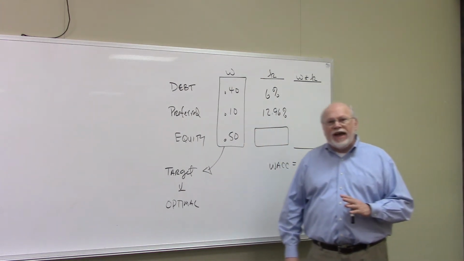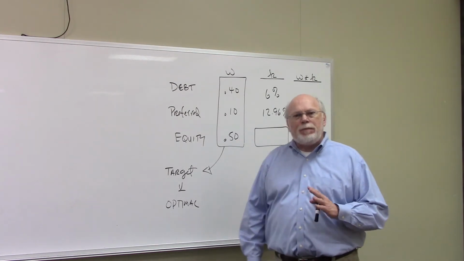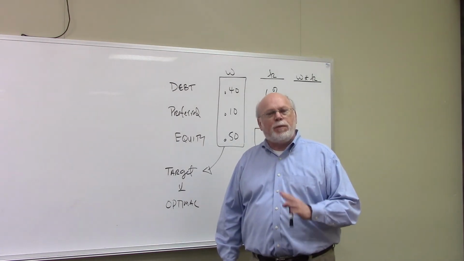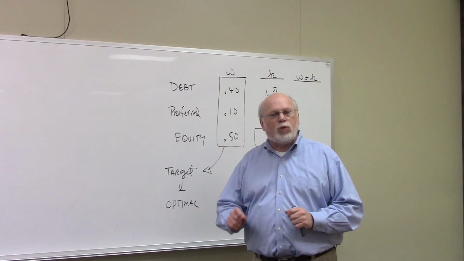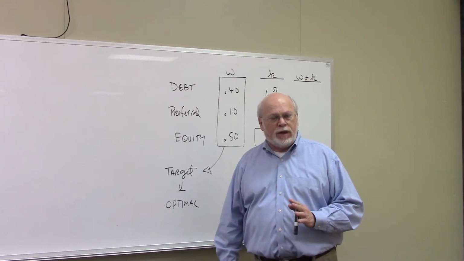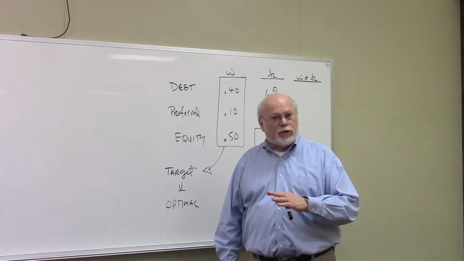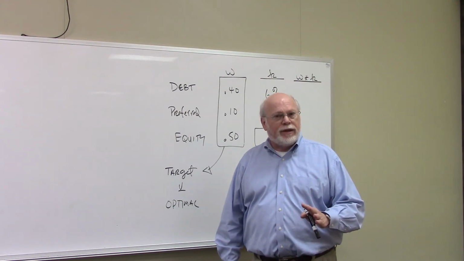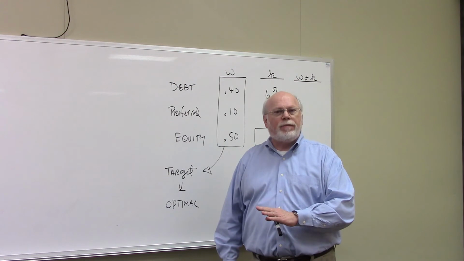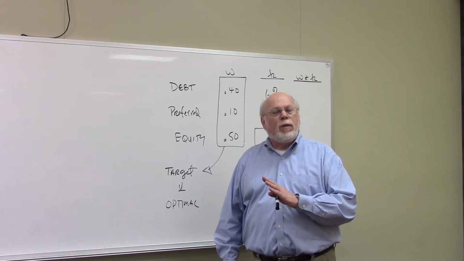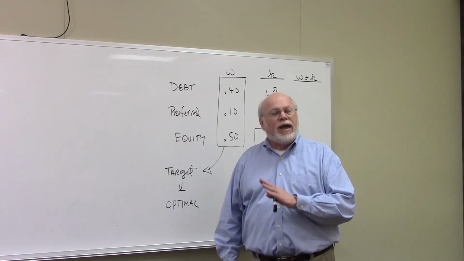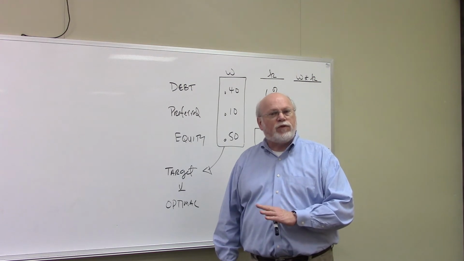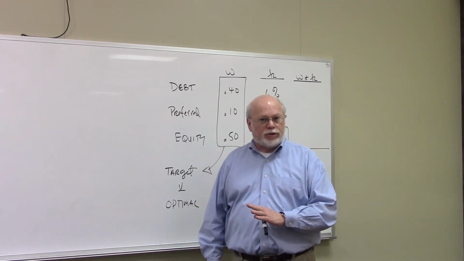Now, it does that because it thinks that mix of capital is the mix that will minimize the firm's weighted average cost of capital. And again, that mix of capital, those percentages, which by the way always add up to 100%, is what they think will minimize the cost of capital. And it's that mix of capital that's referred to as the firm's capital structure.